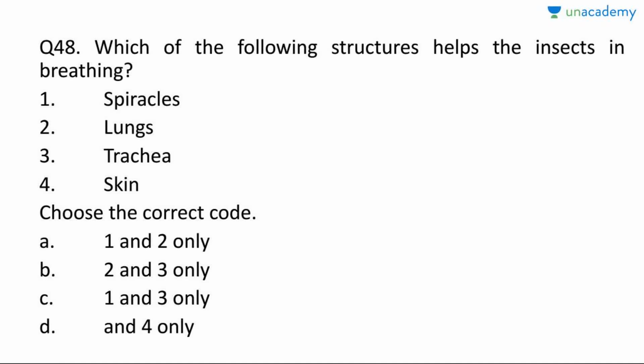Question number 48. Which of the following structures help the insects in breathing? So spiracles, yes. Lungs, no. They have trachea, yes. So the answer here is 1 and 3.